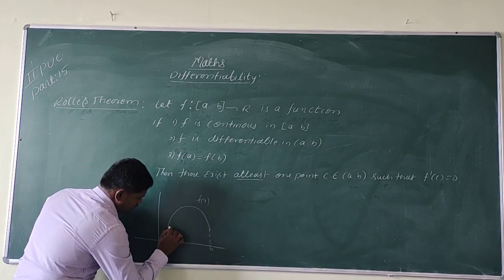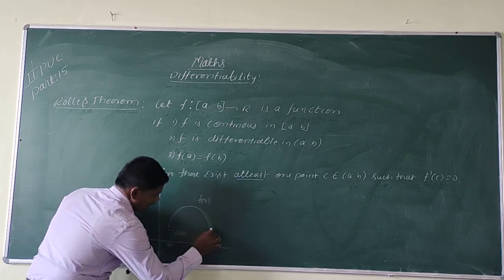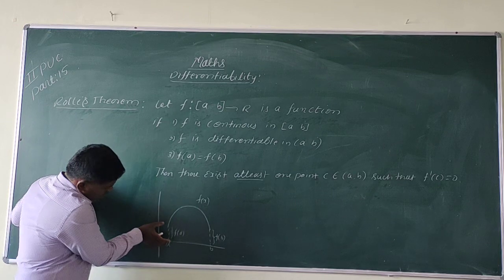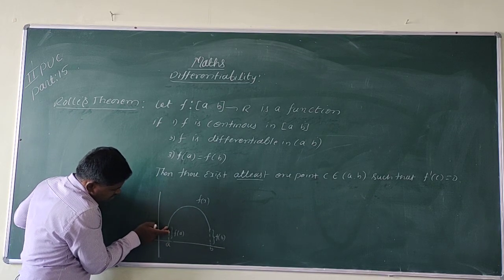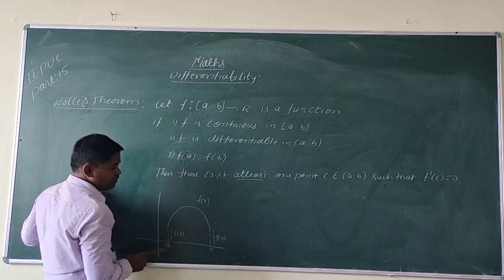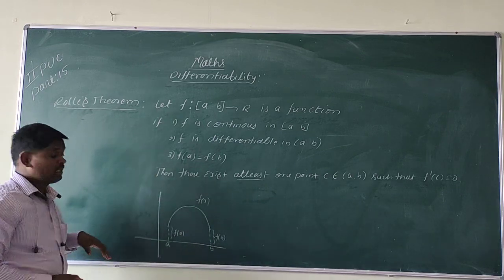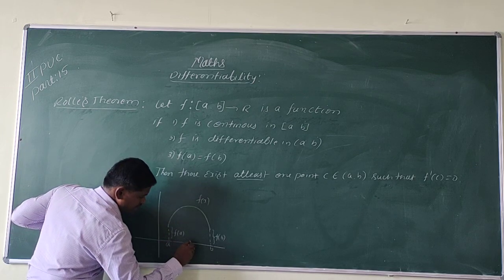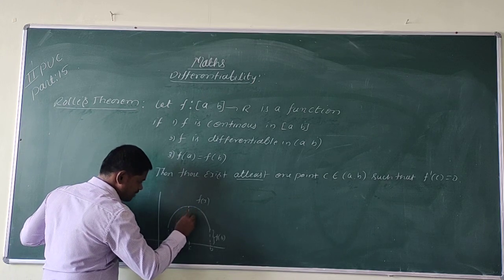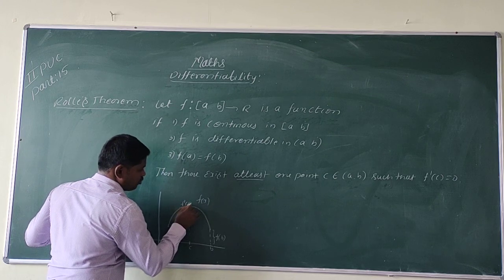And f(a) is equal to f(b). This is f(a), the distance from the x-axis to this point, and this is f(b), the distance from the x-axis to the point here. So f(a) is equal to f(b), and all three conditions are satisfied. Then there exists another point c in the interval such that f'(c) is equal to 0.